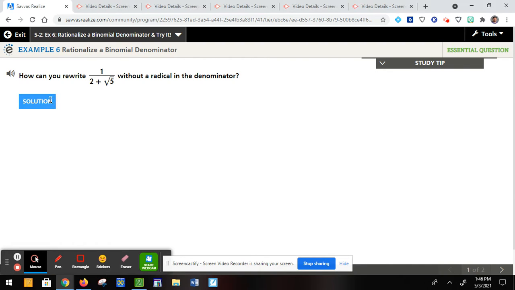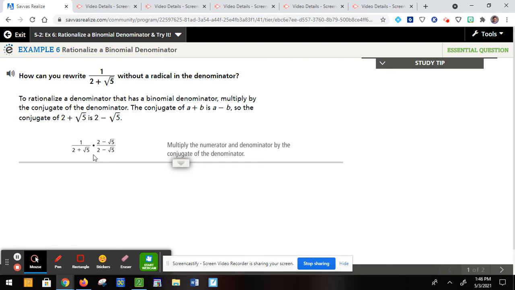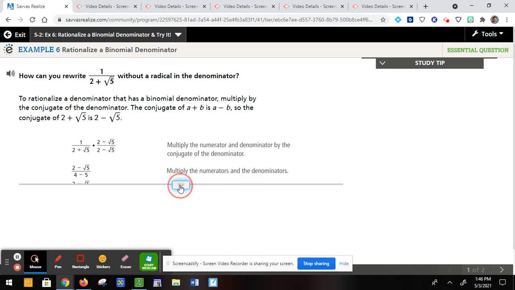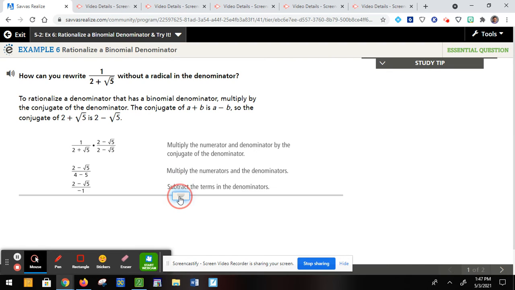So let's take a look at the solution here. 2 plus root 5 has a conjugate of 2 minus root 5. When you multiply them together, it will clear out the radical. And then the numerator is going to be what it's going to be. And that's okay.